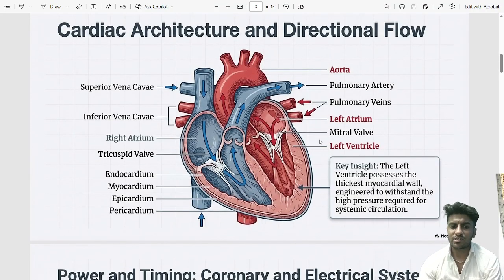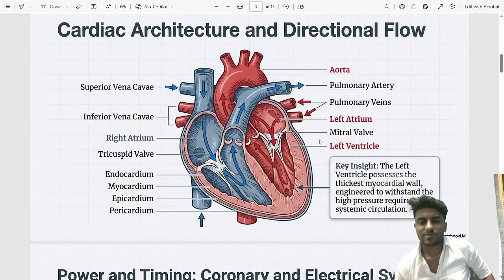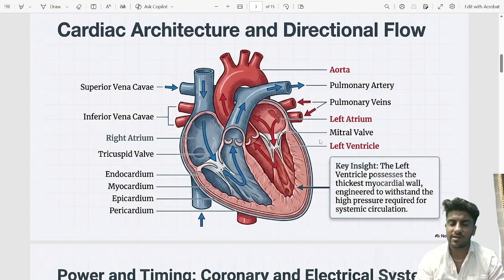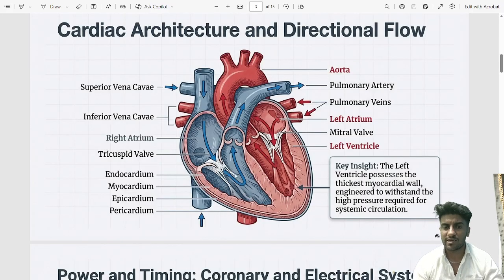So the cardiac architecture, the tricuspid valves are present on the right side between the right atrium and the right ventricle, while the bicuspid valves, also known as the mitral valves, are present between the left atrium and the left ventricle. There are two other valves. One is the semilunar valves and the pulmonary valves. So there are three layers of the heart: the myocardium layer, pericardium, which is the covering of the heart; epicardium, which is the outermost layer; and endocardium, which is the innermost layer.